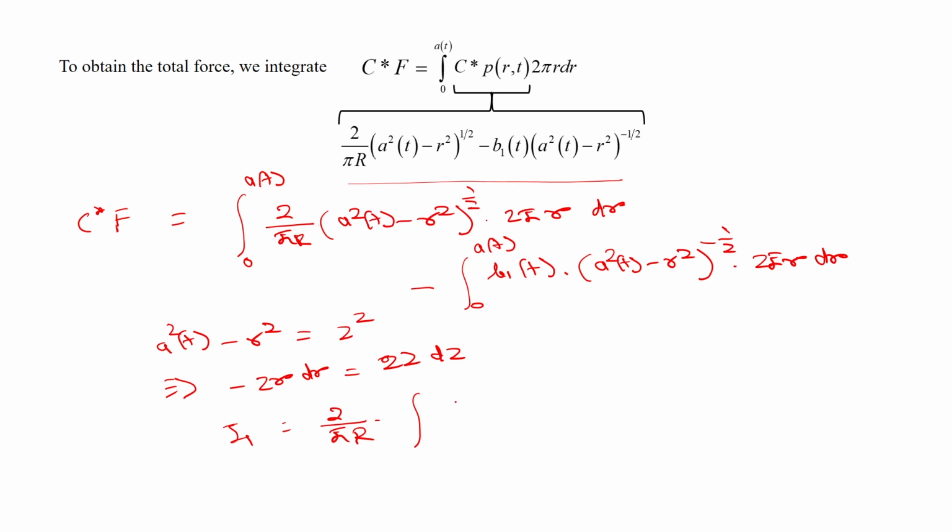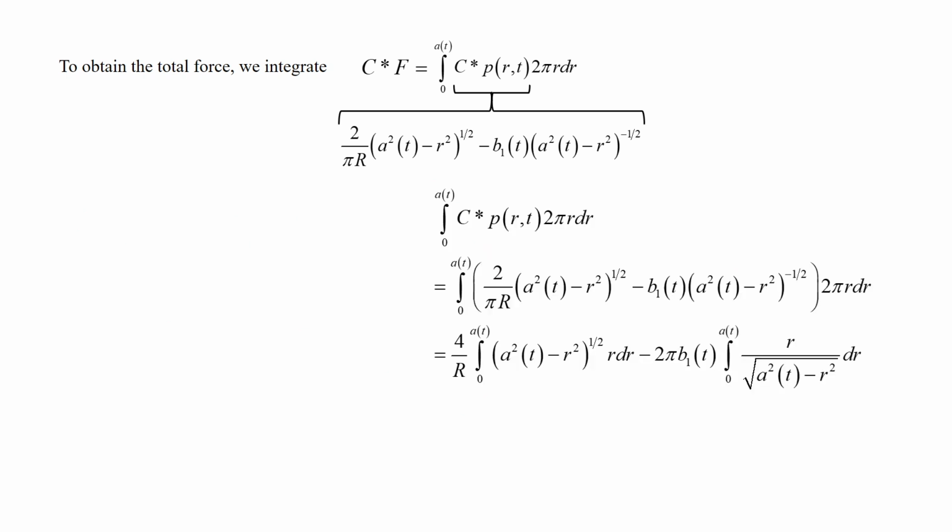So, 2 by pi, now a square minus r square is z square. So this is equal to z here, and 2 pi goes out, and then r dr. So instead of r dr, we have minus z dz, with a minus sign. So pi gets cancelled, and it is minus 4 by r here, and this is z square. I am not sure if I am doing it correctly, hopefully.